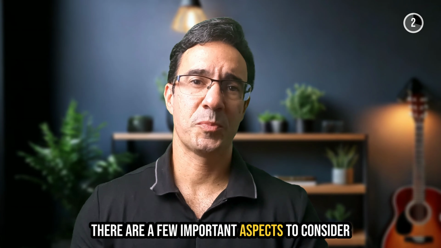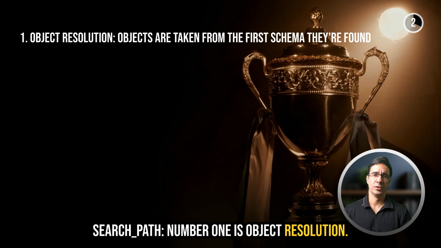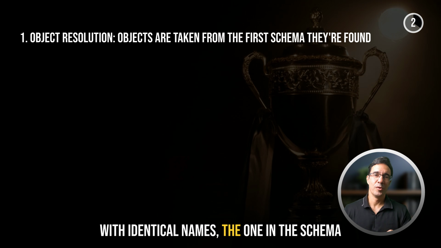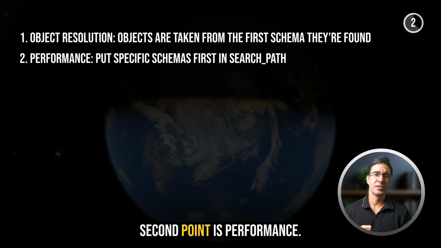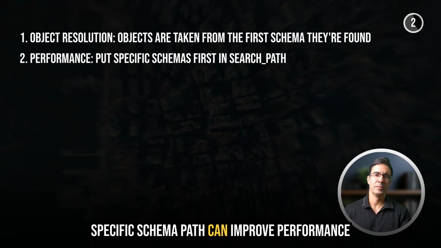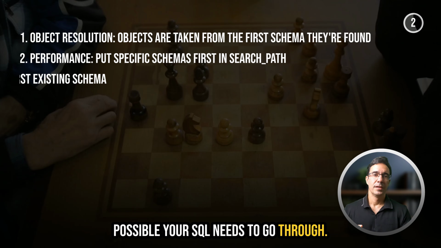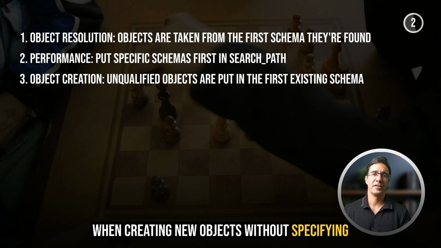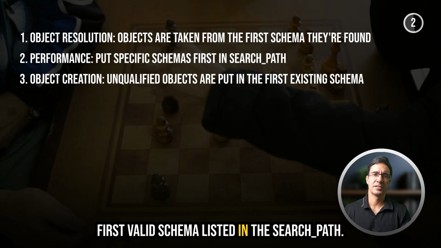There are a few important aspects to consider regarding the order of schemas in the search path. Number 1 is object resolution. When multiple schemas contain objects with identical names, the one in the schema listed first in the search path will be used. Second point is performance. If you have many schemas, setting a more specific search path can improve performance by reducing the number of schemas PostgreSQL needs to go through. Then 3, object creation. When creating new objects without specifying a schema, PostgreSQL places them into the first valid schema listed in the search path.